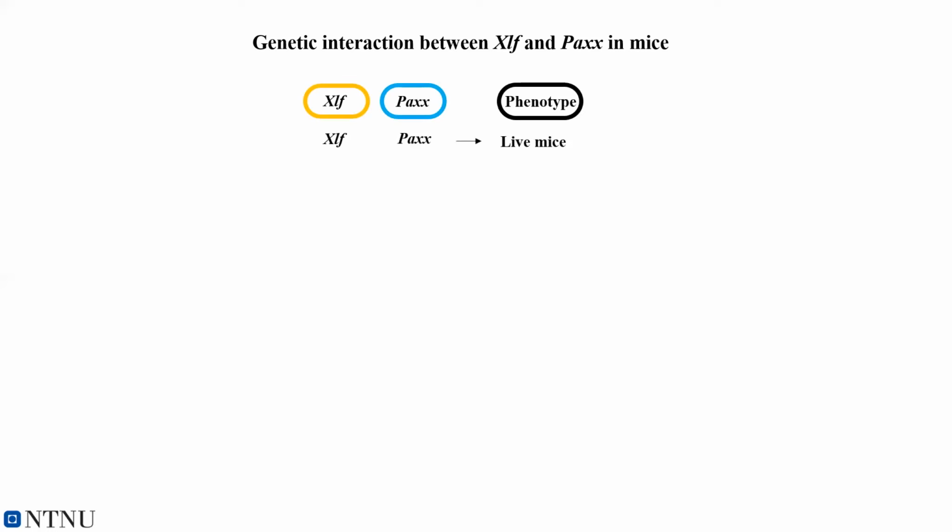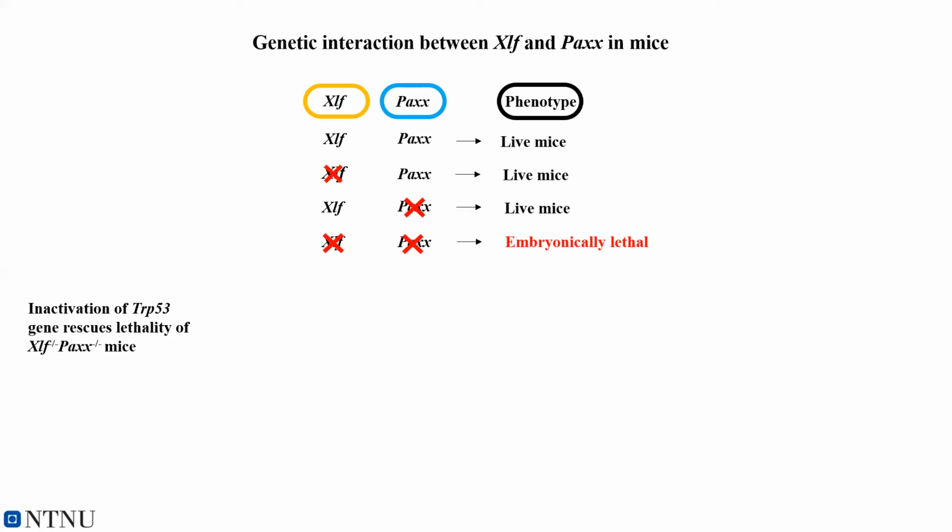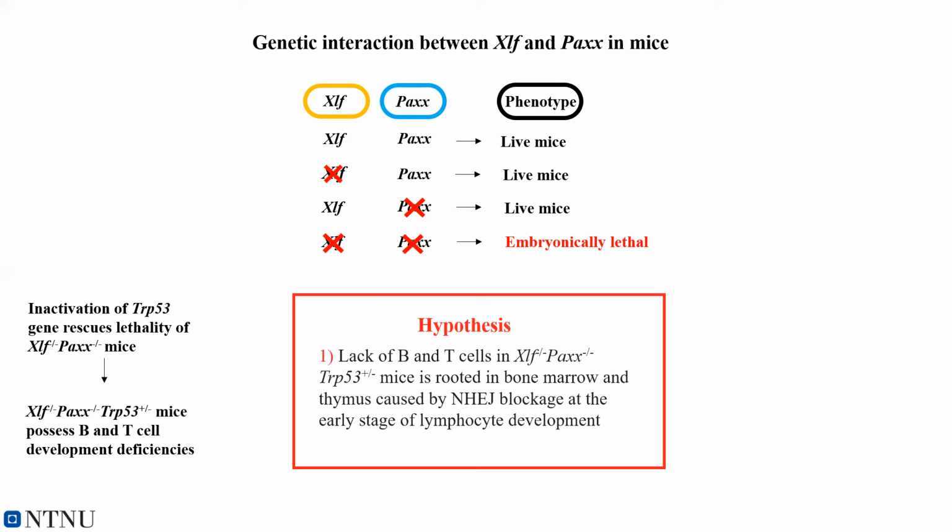Studying the genetic interaction between XLF and PAXX revealed that single inactivation of XLF or PAXX poses no serious phenotype, but mice lacking both XLF and PAXX are embryonically lethal. Inactivation of the TRP53 gene rescues lethality of XLF-PAXX double deficient mice, and studying XLF-PAXX-TRP53 deficient mice shows those mice have B and T cell development deficiencies. So I hypothesize that the lack of B and T cells in XLF-PAXX-TRP53 deficient mice is rooted in bone marrow and thymus, caused by NHEJ blockage at the early stage of lymphocyte development.